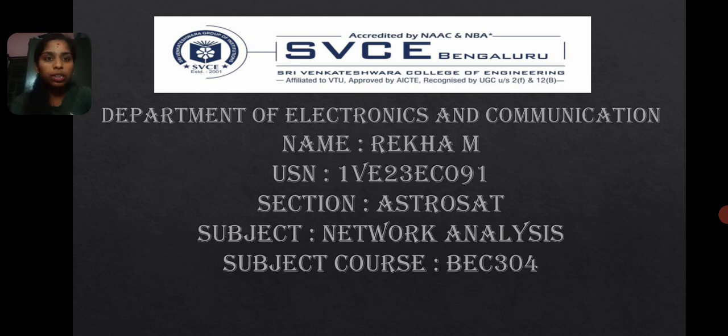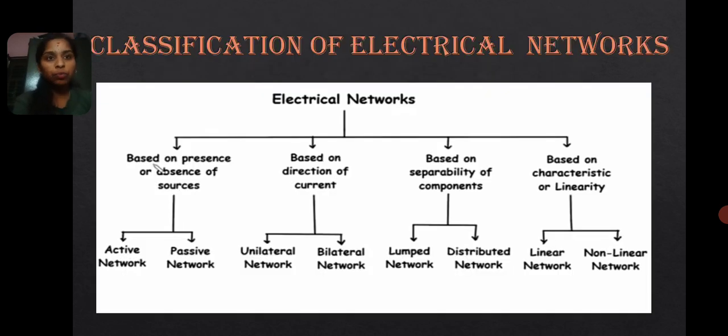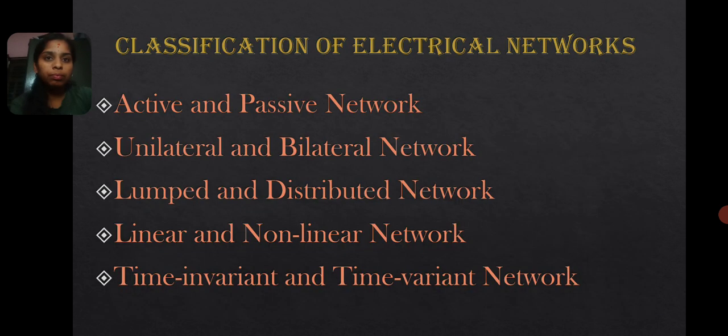Today I am going to explain the topic of classification of electrical networks. In this, there are many types: active and passive network, unilateral network, lumped and distributed network, linear and non-linear network, time invariant and time variant network.